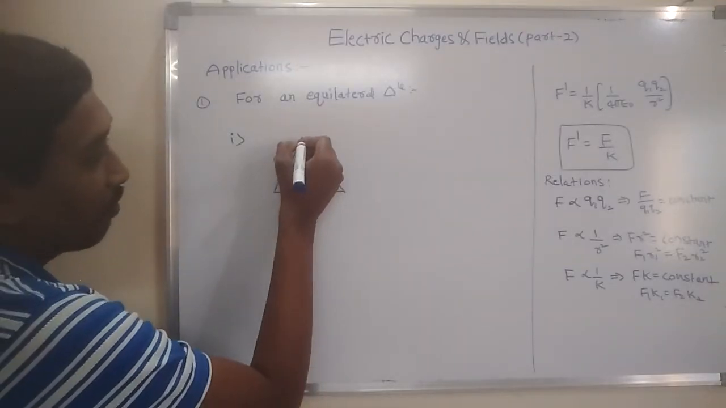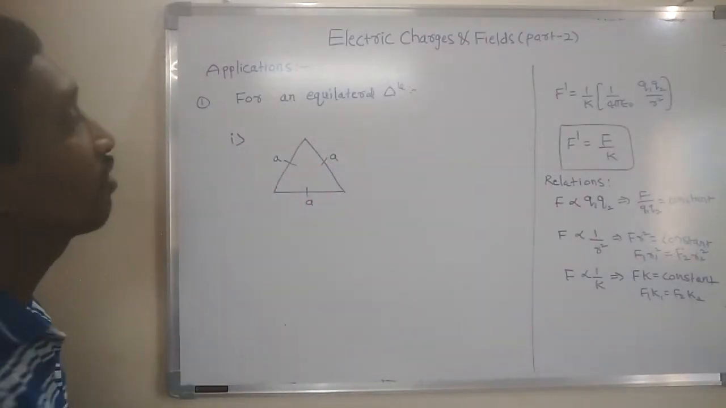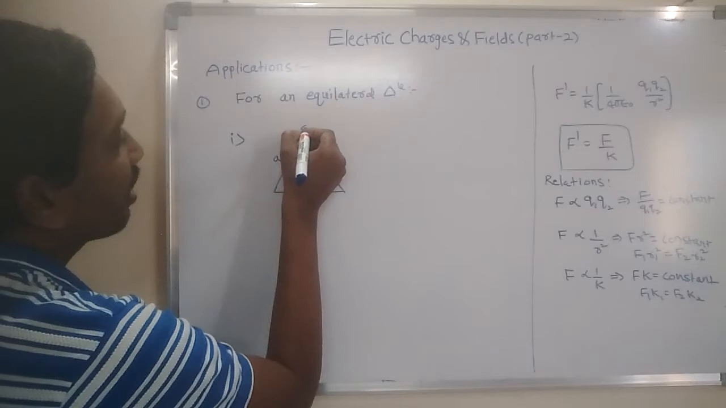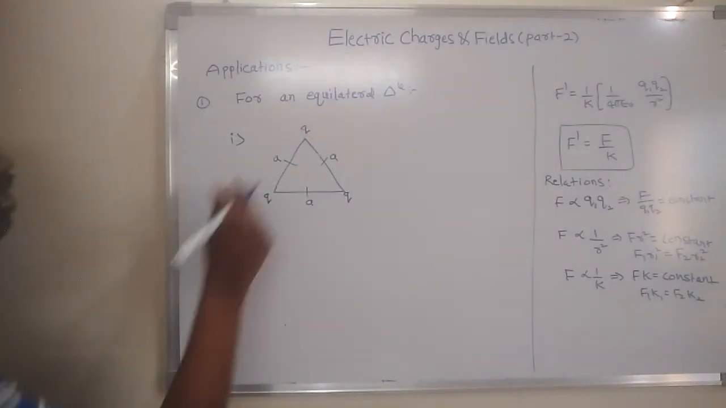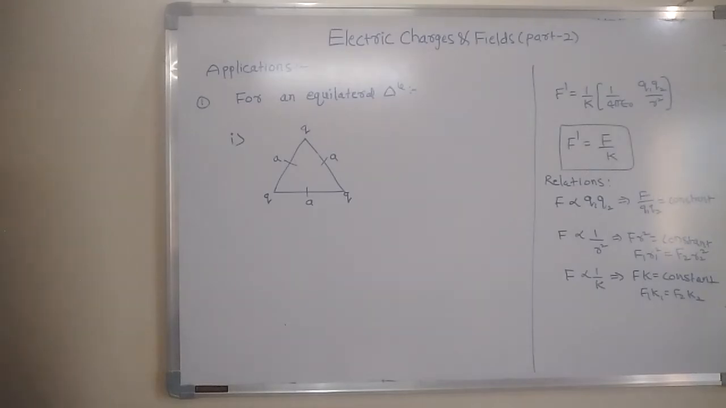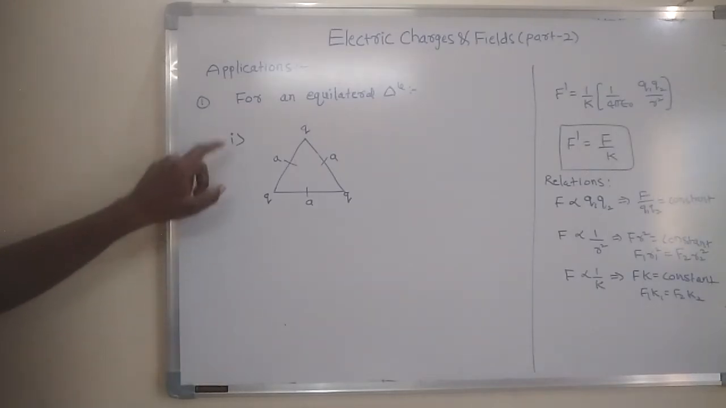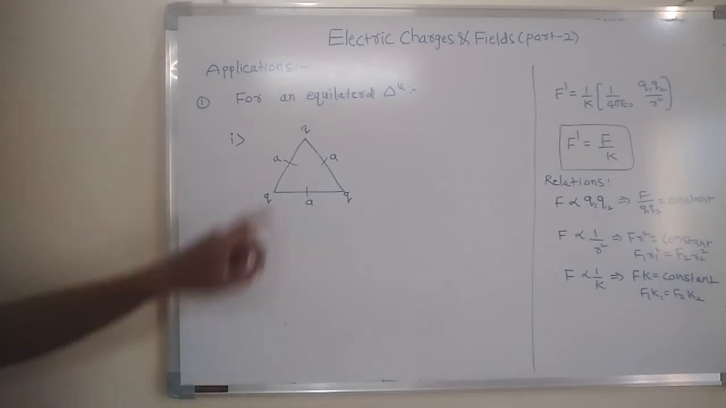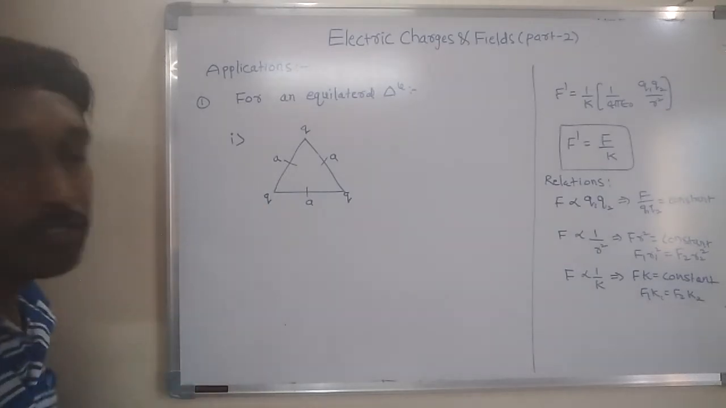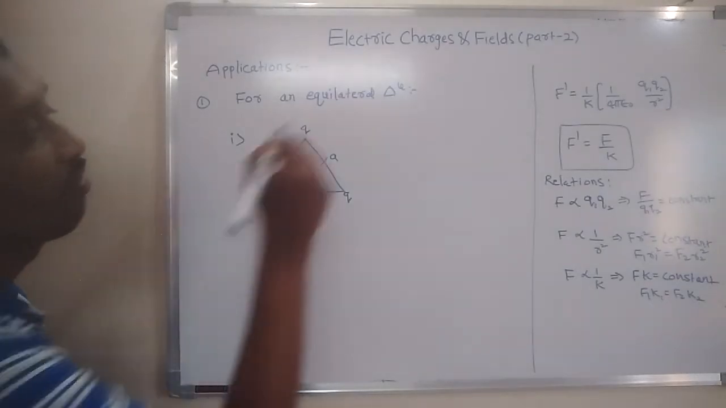So here there are three corners of the equilateral triangle. At each and every corner, consider three identical charges. Q is the charge. So these are all identical charges, meaning the same charges. Three identical charges are placed at the three corners of an equilateral triangle. Given this type of question, one question is asked here.